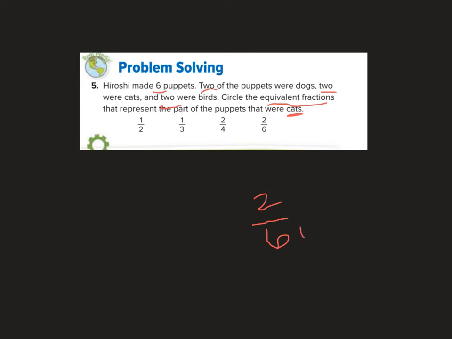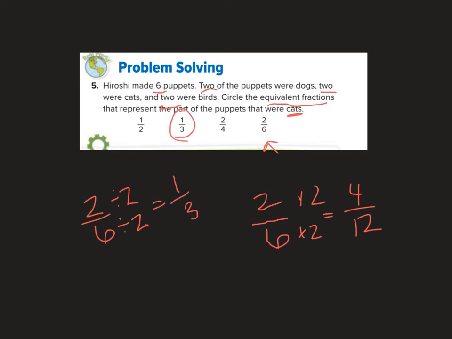Now, if I were to multiply this by 2, I could say that 4/12 is equivalent, but I don't see that one up there. So let's try going the other way. Let's try taking 2/6 and dividing them both by 2. So 2 divided by 2 is 1. 6 divided by 2 is 3. 1/3.